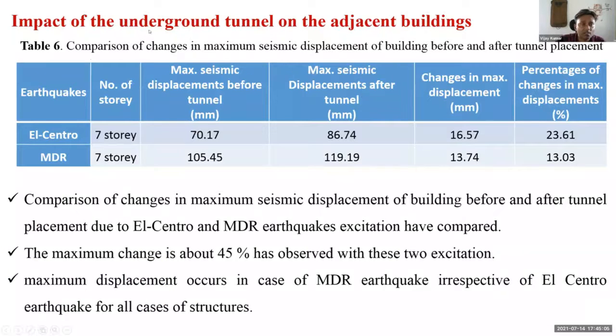Further, the impact of the underground tunnel structure on the adjacent building was observed for both earthquakes, El Centro of 0.35G and MDR of 0.1G, with a seven-story building. It was observed that the maximum change is about 45% with these two excitations, and the maximum displacement occurred in the case of the MDR earthquake, irrespective of the El Centro earthquake, in all cases of the structures, moving away from the center line of the structure.